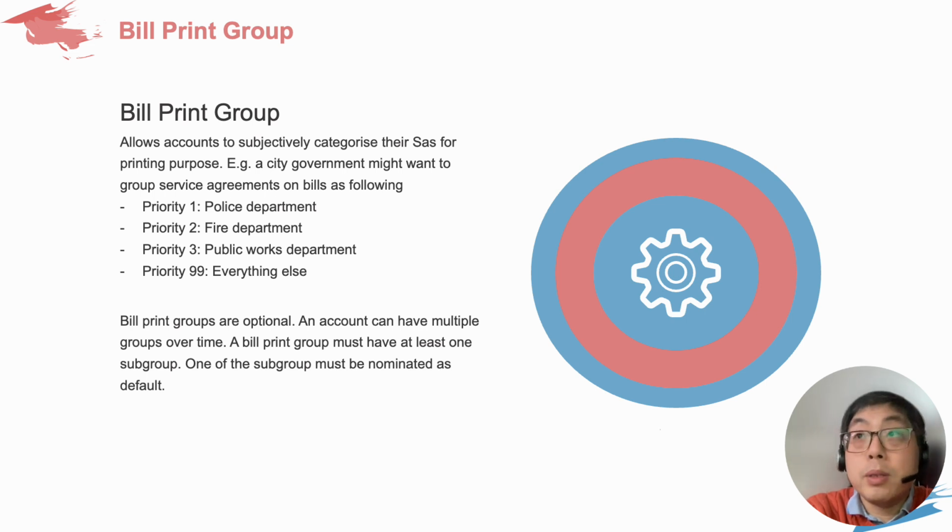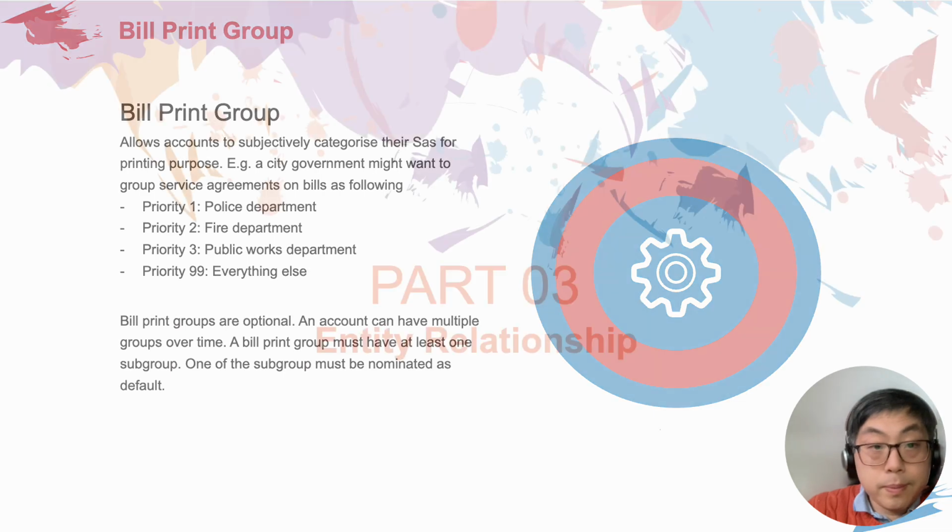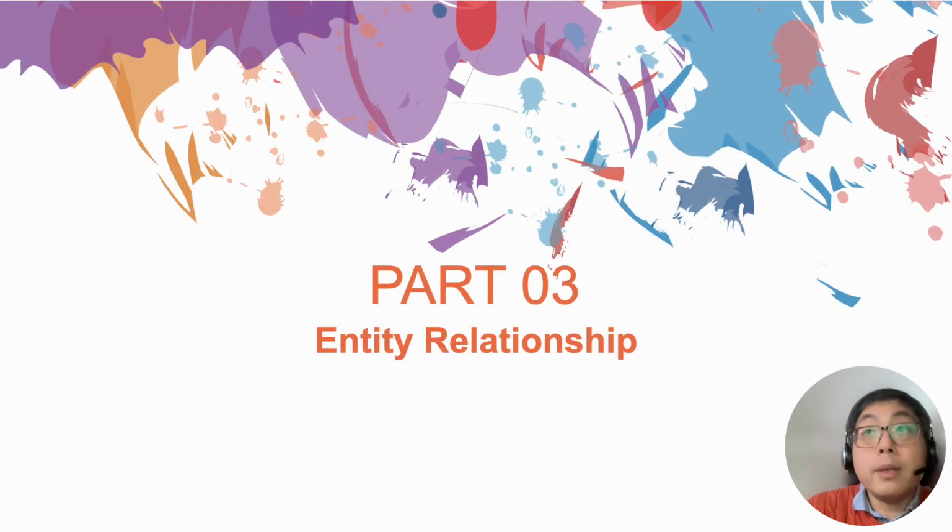But bill print group is an optional configuration in the system. I don't see many projects use it, but it's one of the ways we can group bills if there is a requirement. Okay, so let's move on to the entity relationship.